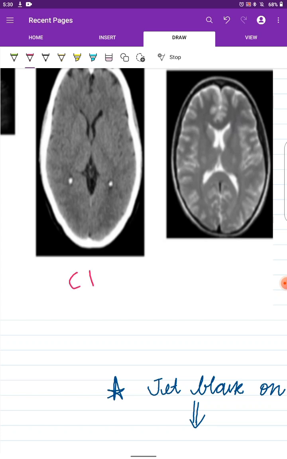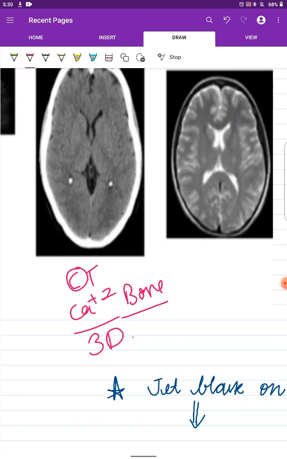In CT, C for calcification. Whenever we see bone that is calcified, that is white, it is CT. This is also a 3D modality and it is nothing but rotating X-ray. So this one has the highest radiation.